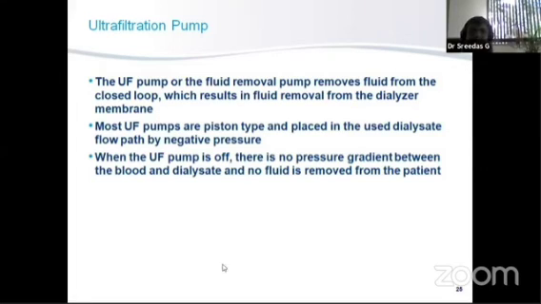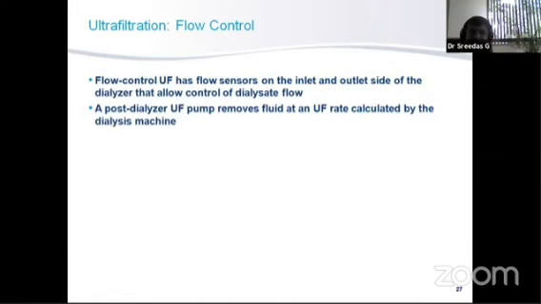Now UF pumps are piston type and placed in the used dialysate flow path, creating negative pressure, I told you. And when the UF pump is off, that means you don't need any ultrafiltration. There is no pressure gradient, that means TMP is 0 between the blood and dialysate line, and no fluid is removed from the patient. I hope it's clear.